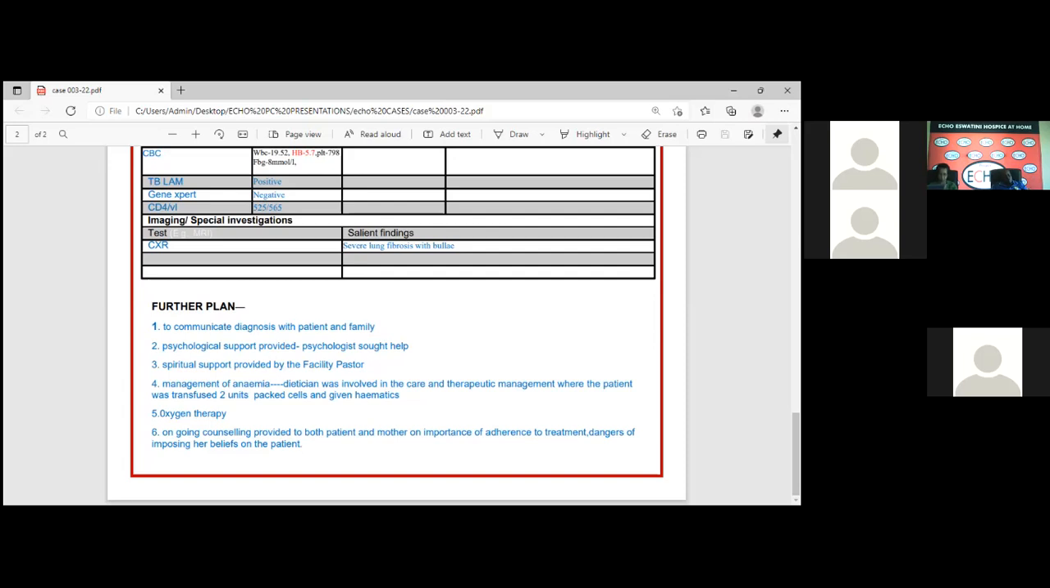Management, the anemia was also managed whereby the patient was transfused 2 units of packed cells and was also given haematinic. Oxygen therapy was continued to improve breathing pattern as well as the oxygen saturation. Ongoing counseling provided to both patient and mother on importance of adherence to treatment and dangers of imposing her beliefs on the patient. That's all we have as Tatikulu Palliative Care Team.